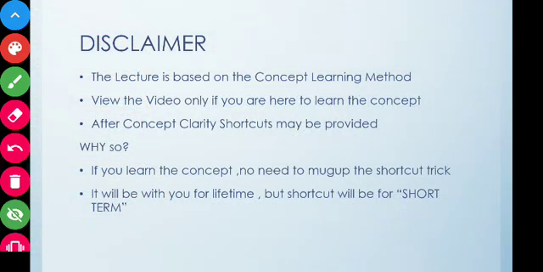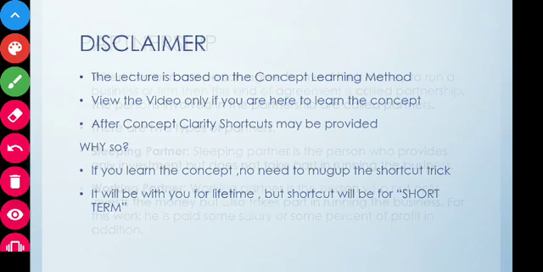Before beginning the lecture on a topic, there is a disclaimer: kindly view the lecture only if you want to learn the concept. If you want to learn the shortcut tricks, there are many books available in the market which will tell you only the shortcut trick. But in this video, I will tell you the concept as well as shortcut tricks. Because if you learn the concept, there will be no need to mug up the shortcut trick, and the concept will be with you for lifetime. But if you learn the shortcut trick, then it will only be for a short term. Remember it. Okay, then let's start our topic.